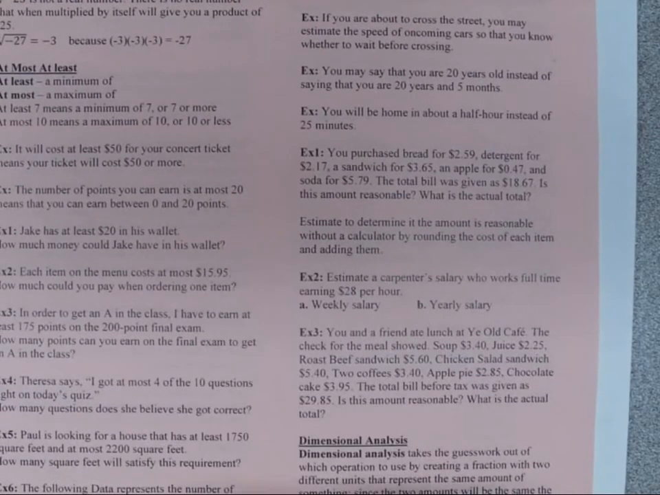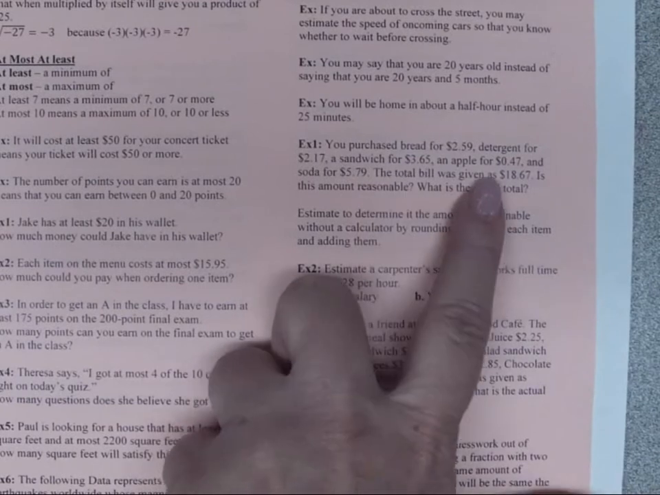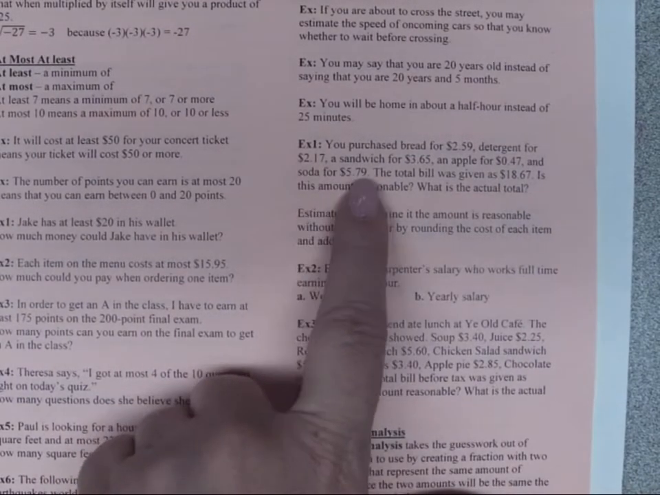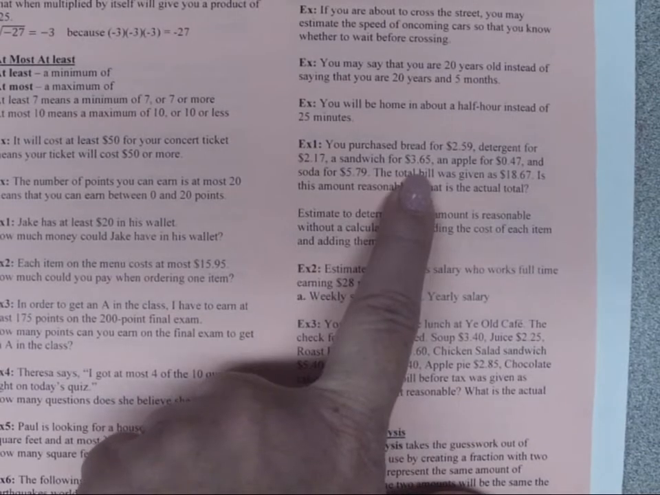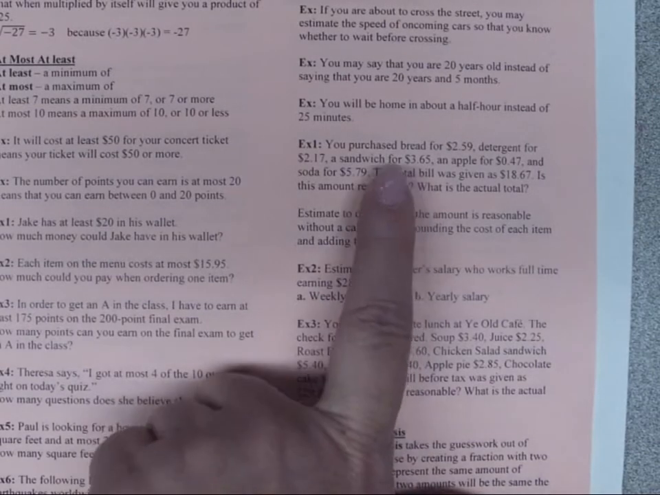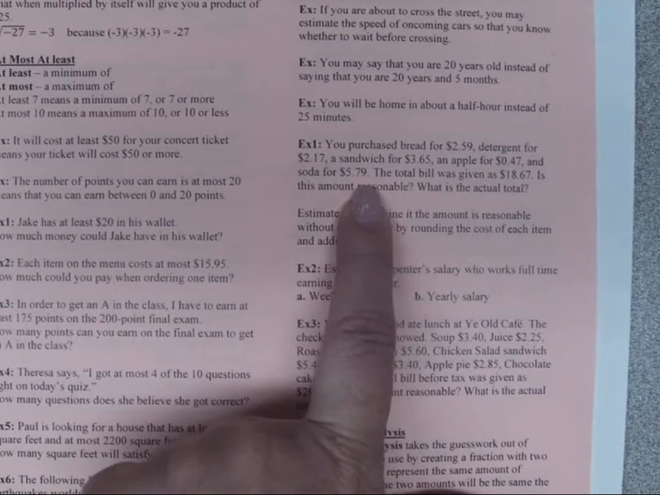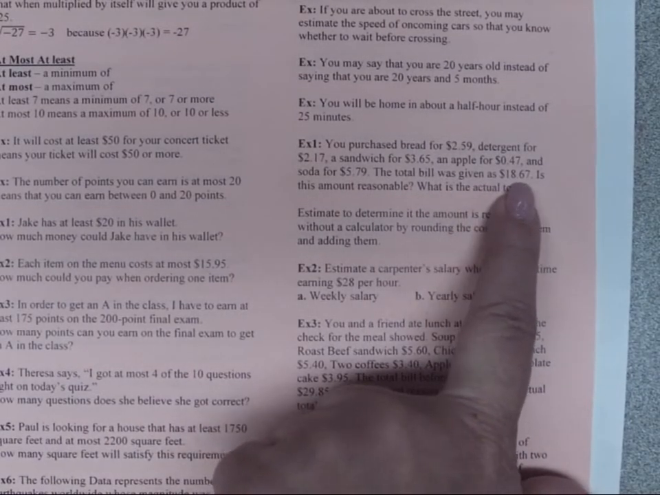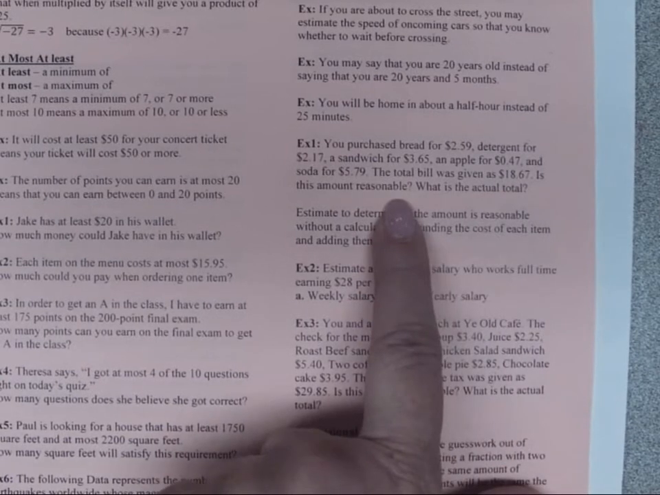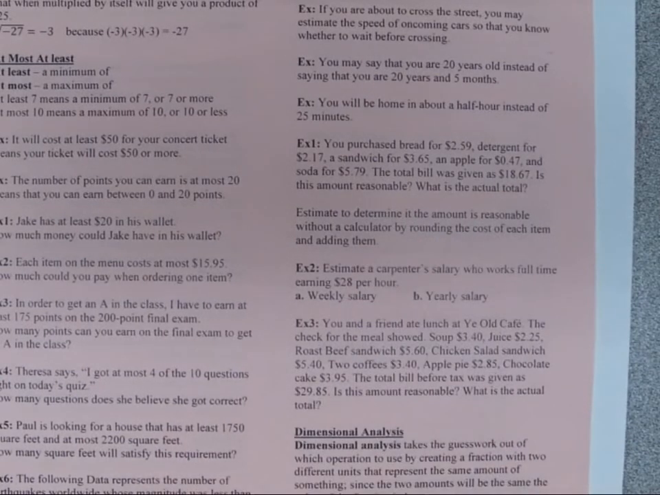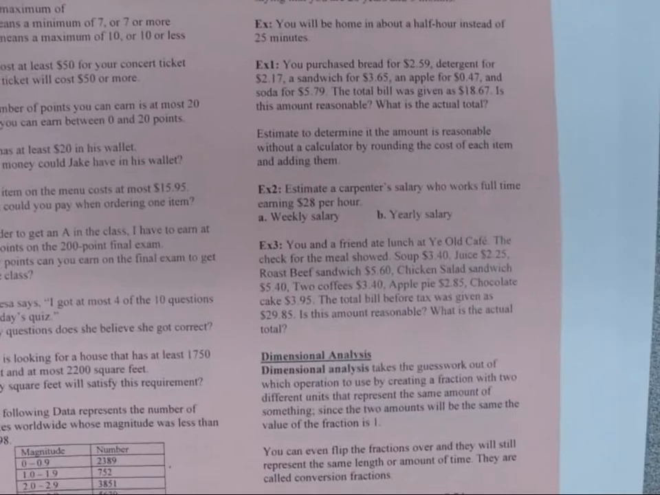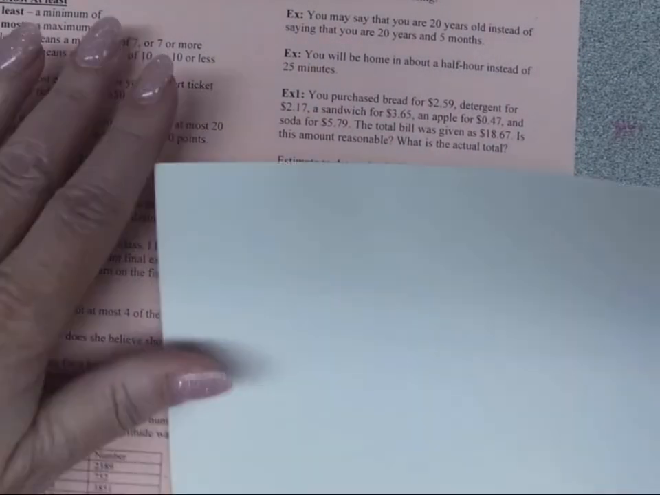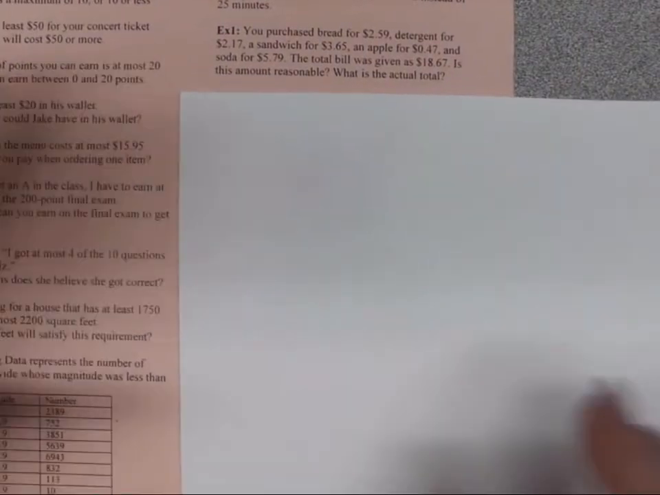All right. So if you purchase bread for $2.59, detergent for $2.17, a sandwich for $3.65, an apple for 47 cents, and soda for $5.79, the total bill was given as $18.67. Is this amount reasonable, and what is the actual total? So we're going to use our estimation to figure out if that bill is reasonable or not.